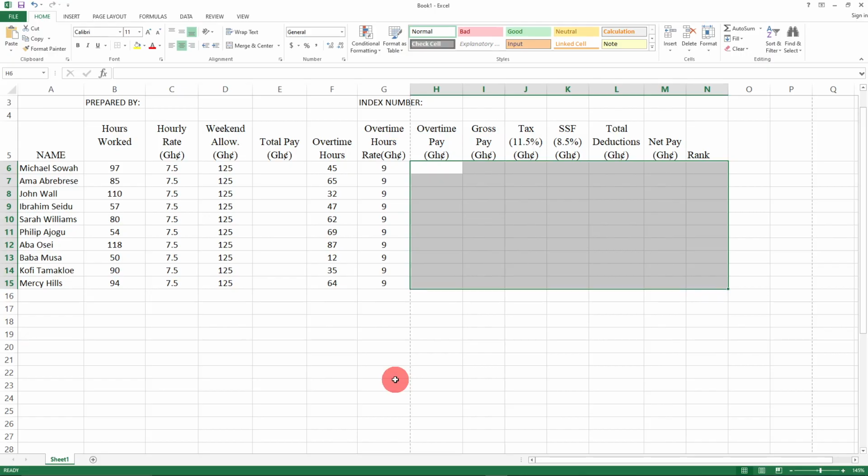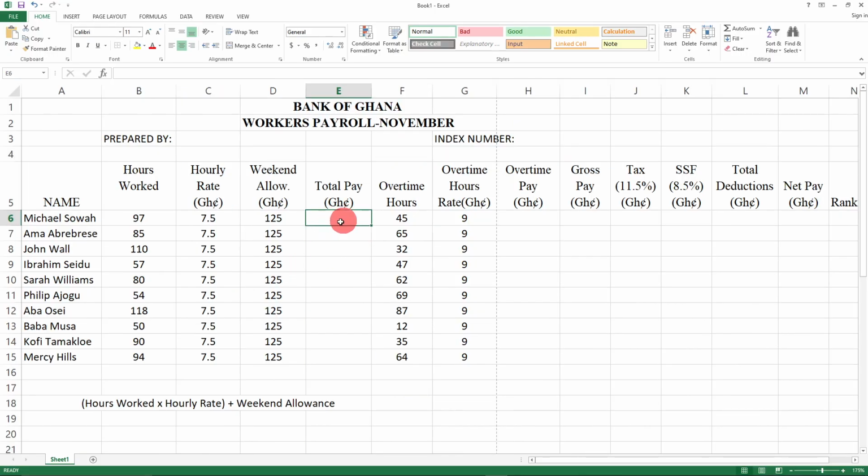So now let's start with question 1. Okay, so we are to calculate the total pay here. Take note, we have two options. When you want to do this, either you do your rough work and then put the answer here, or you enter the figures. They've stated the formula, so you enter the figures. So it will be 97 times 7.5 plus 125. You can enter the figures here. So let's start with the first option by entering the figures.